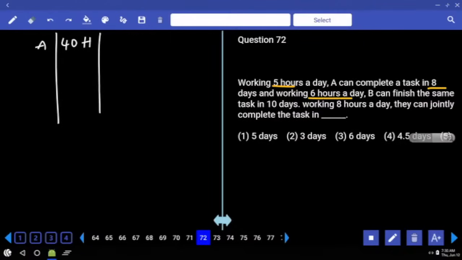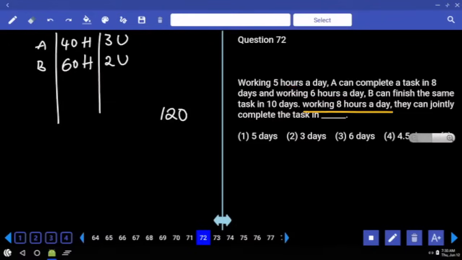B, working 6 hours a day, can complete the work in 10 days. B can complete the work in 60 hours. LCM is 120. Per hour work, A does 3 units and B does 2 units. Now working 8 hours a day, they can jointly complete the work. A and B together can do how many units?